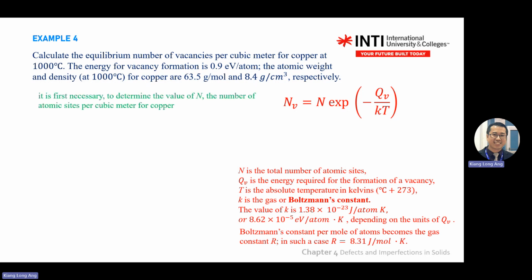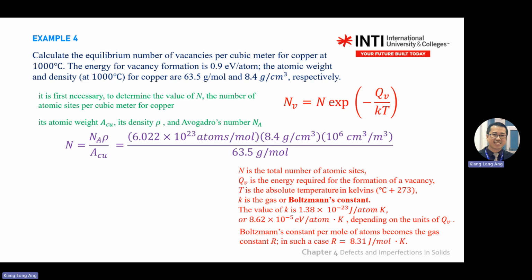Okay, so you know you need to use this one because it asks you to calculate the number of vacancies. So N_V equals N exponential minus Q_V divided by kT. The first step is to calculate the N. How to find N? N is N_A rho divided by A. N is the total number of atomic sites. So in that volume, how many atomic sites do you have? You calculate by dividing by the volume.